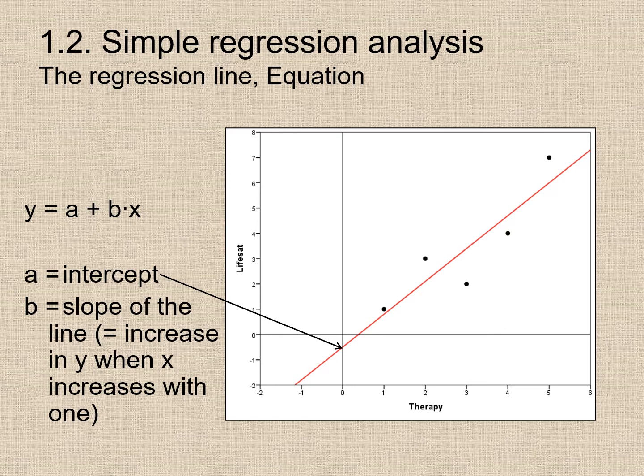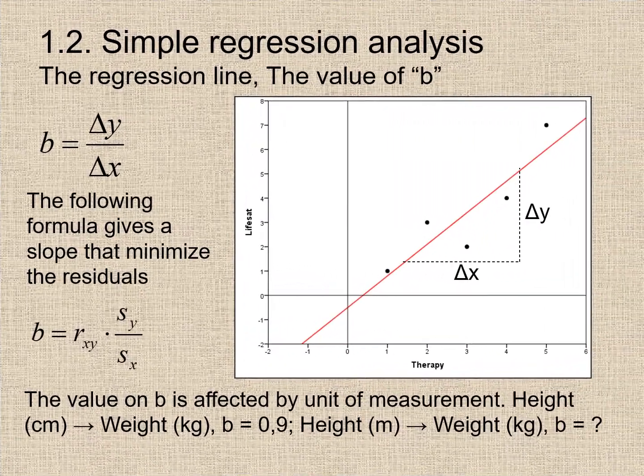B in this formula is the slope. Slope of the regression line. And the slope is also how much the value on the dependent variable is predicted to increase when the value on the independent variable increases by 1. That's the slope of the regression line. So if the value here increases from 1 to 2, how is the value on the dependent variable predicted to change? If you go from 2 to 3 and so on, of course, it's the same because it's a straight line.